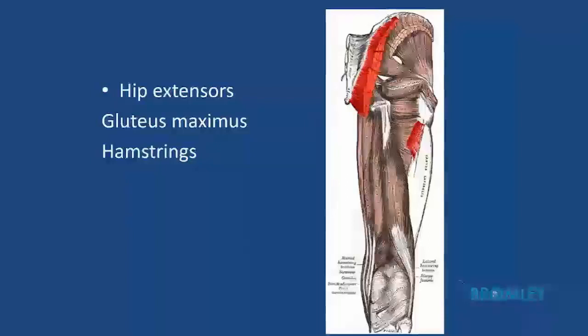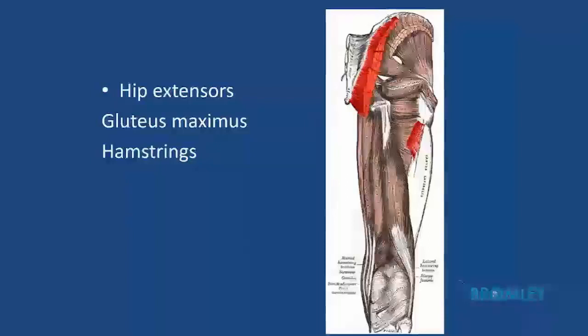And then the hamstrings, so that's biceps femoris, which is lateral, and then medial you've got semimembranosus and semitendinosus. They are also important hip extensors. They arise from the ischial tuberosity and then finally insert in the proximal tibia. Because their origin is more posterior than their insertion, they have an action in extending the hip also.